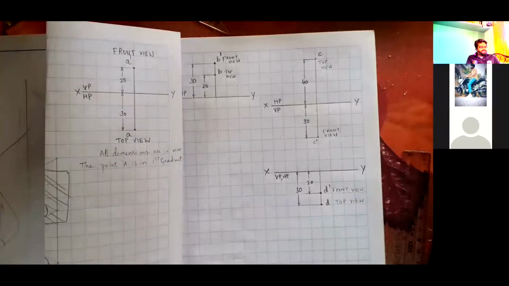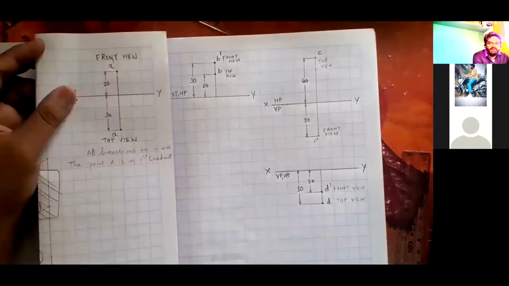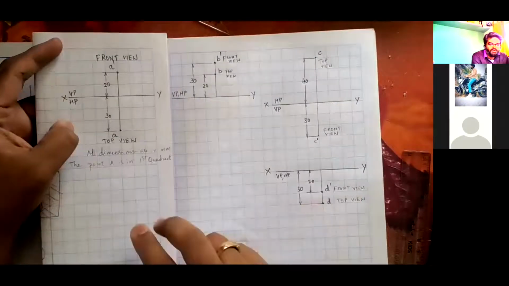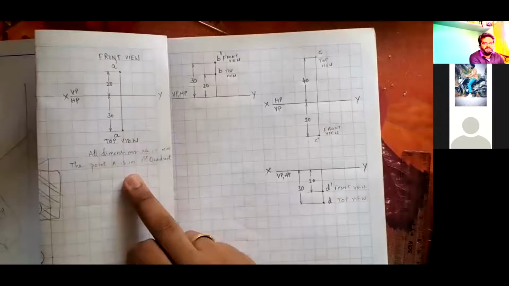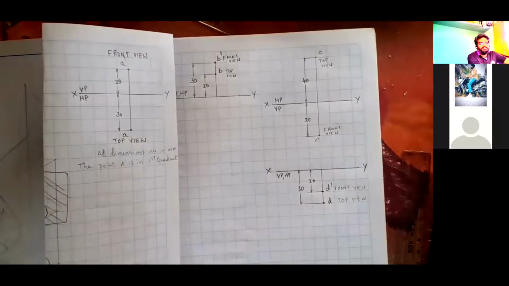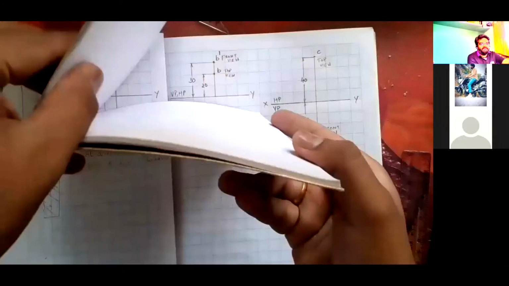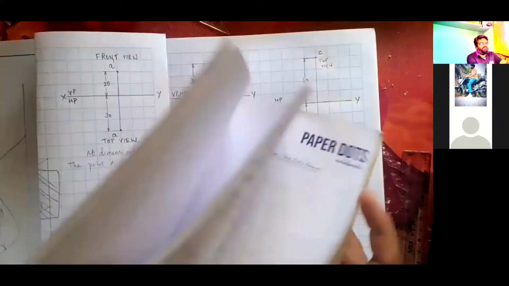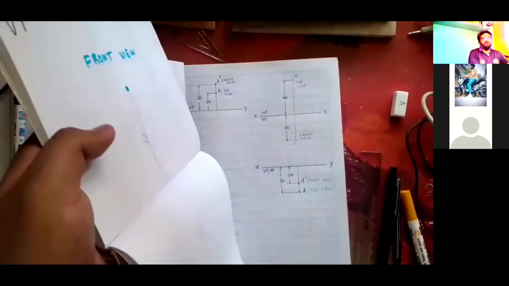So see, this is a simple example of a point in the first quadrant, second quadrant, third quadrant, and fourth quadrant. When a point is in the first quadrant, the vertical plane will be above and the horizontal plane will be below. I'll just take an example of a book. If you consider this as the first quadrant, the horizontal plane is rotated in the clockwise direction, and you get the vertical plane above and the horizontal plane below.